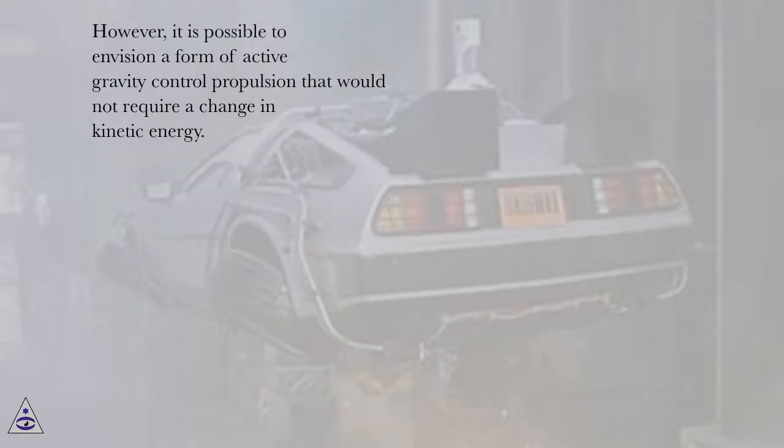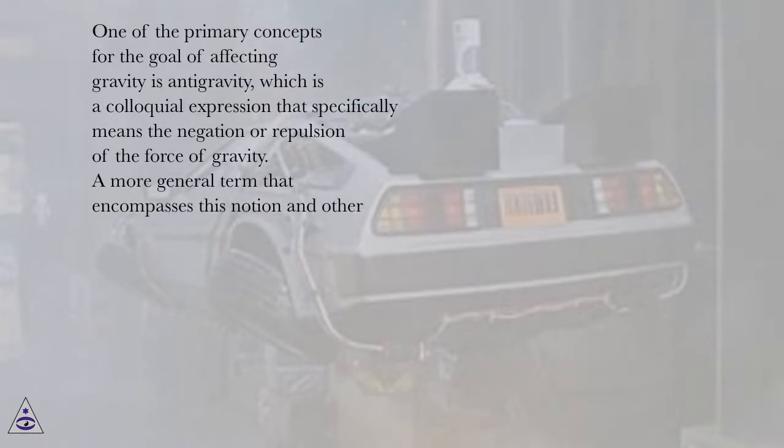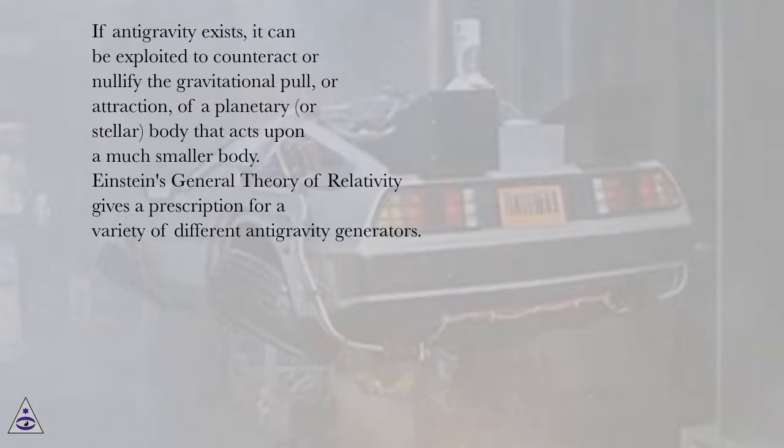However, it is possible to envision a form of active gravity control propulsion that would not require a change in kinetic energy. One of the primary concepts for the goal of affecting gravity is antigravity, which is a colloquial expression that specifically means the negation or repulsion of the force of gravity. A more general term that encompasses this notion and other possibilities is gravity control. If antigravity exists, it can be exploited to counteract or nullify the gravitational pull, or attraction, of a planetary, or stellar, body that acts upon a much smaller body.